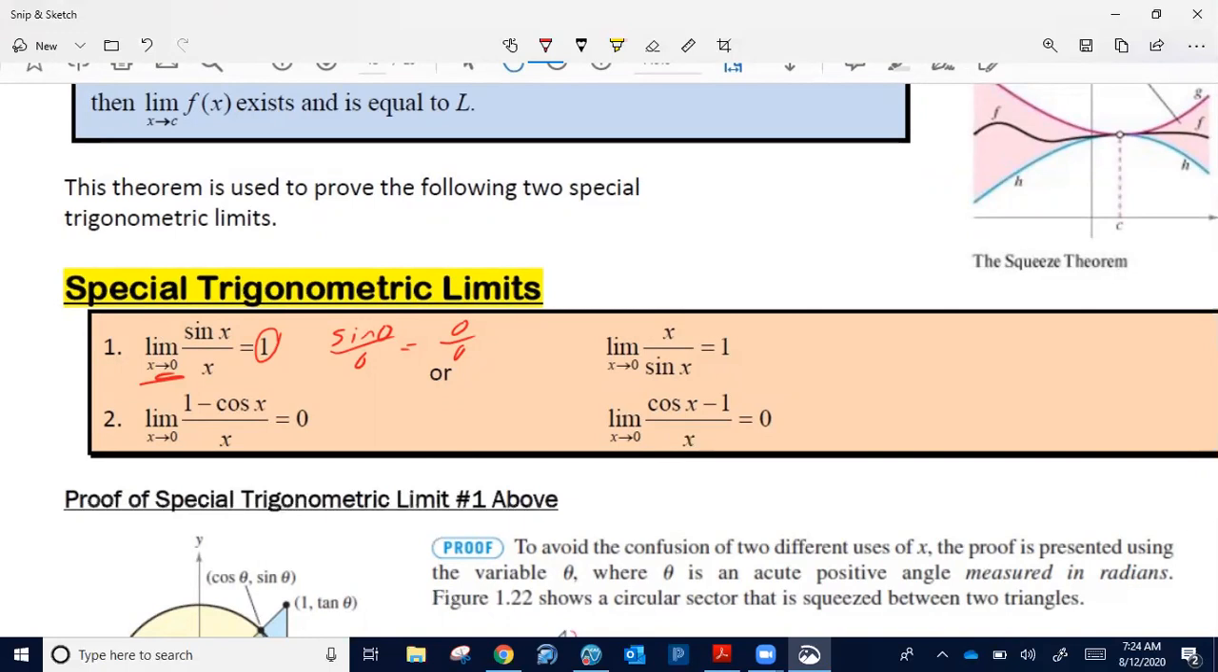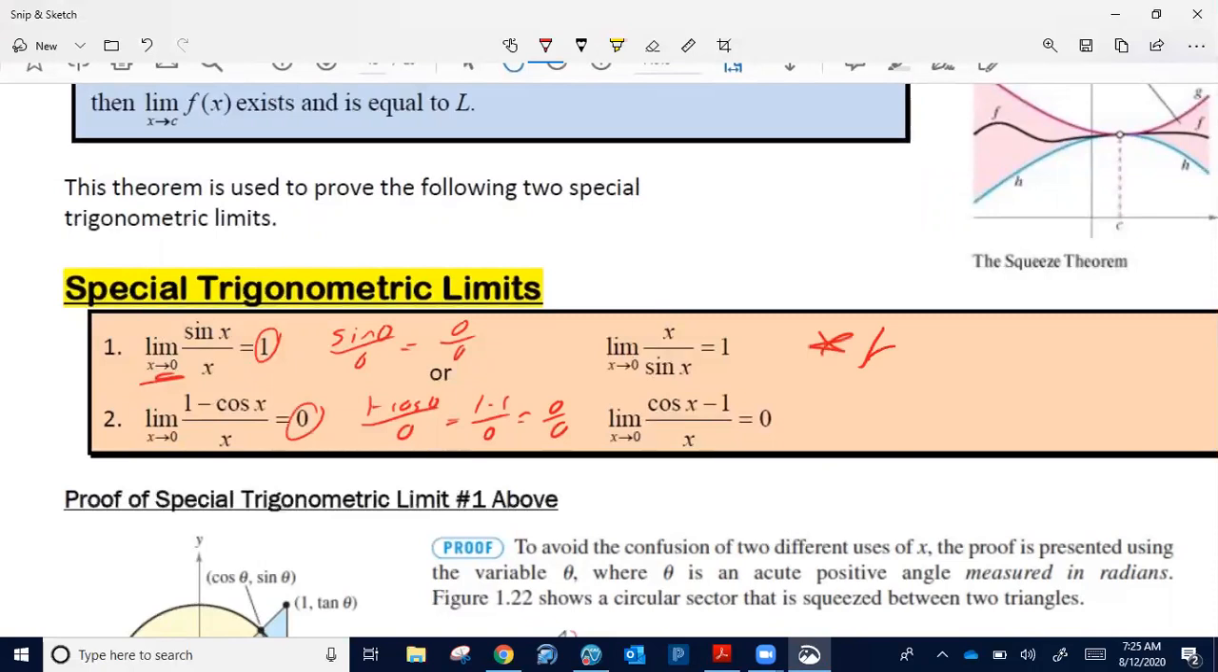And the same thing kind of happens here. As you plug 0 in, ideally, you're going to get 1 minus the cosine of 0 over 0. Well, that's 1 minus 1 over 0, which is 0 over 0. So that's no good. We can't go by that. But with squeeze theorem manipulations, we know this is going to converge on 0. And the same thing with this one, cosine x minus 1 over x does equal 0.